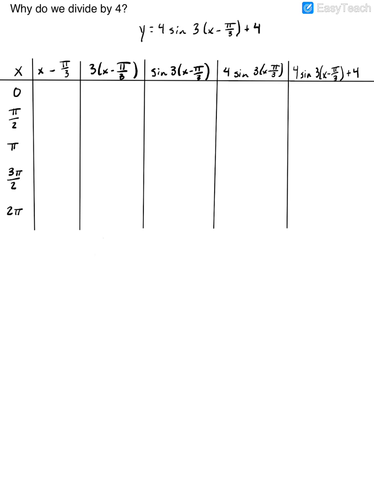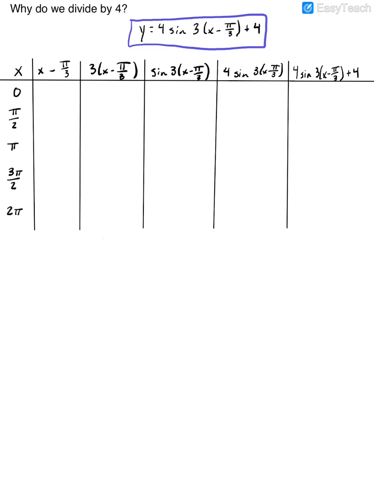In today's video, I'm going to explain why I divide by 4 in my table format for graphing. So I have this trig function here: y equals 4 times sine of 3 times x minus pi over 3, plus 4. Okay, and I have a table already set up in the columns, with the x values that I want to start with and get to in the beginning, so I can graph those nice numbers already put in there.